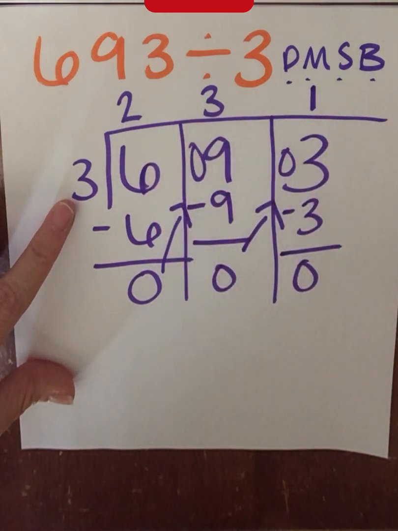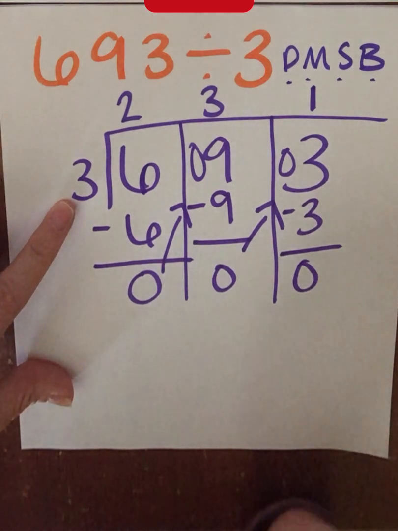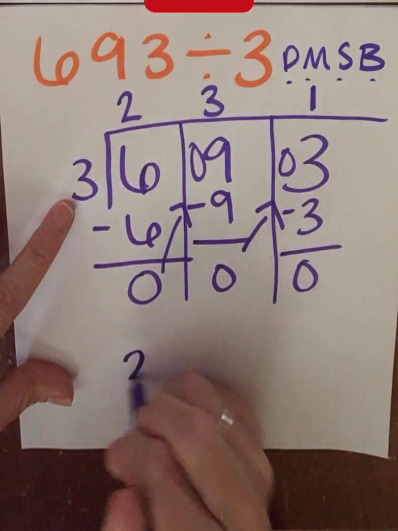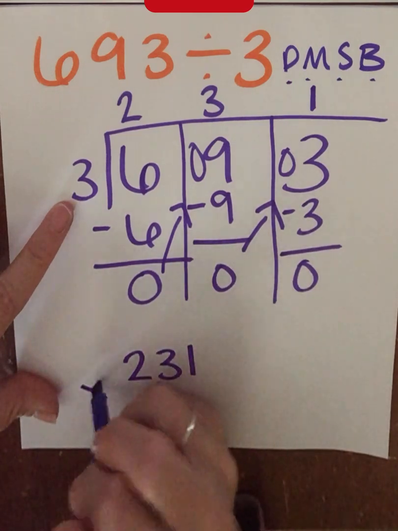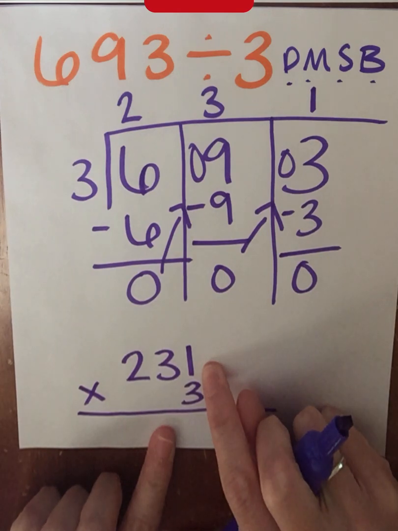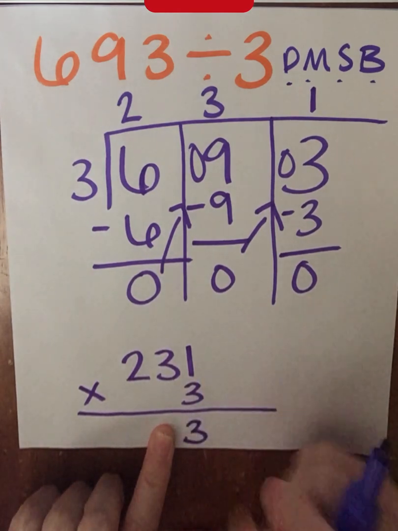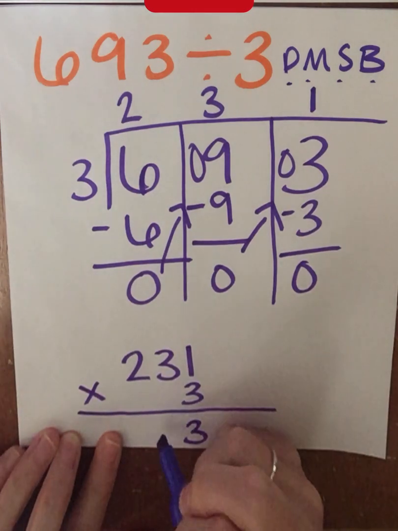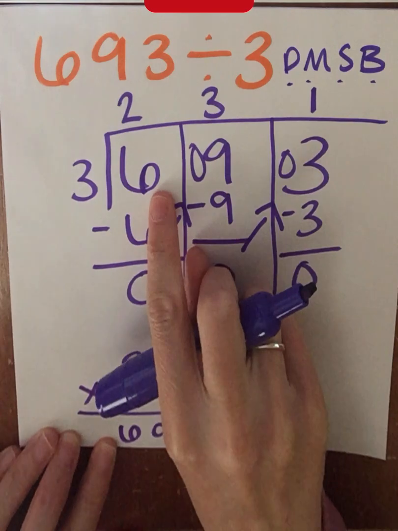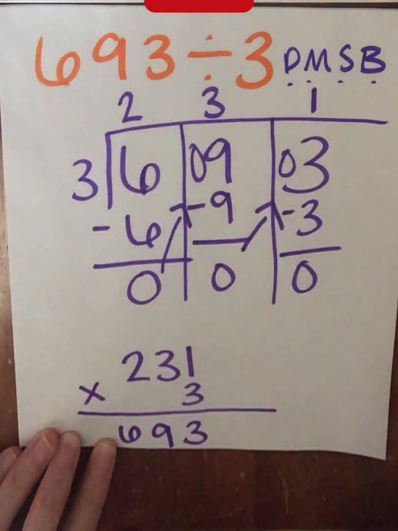Now, if I want to go back and check my answer to see if I did it correctly, I would use the inverse operation, which is going to be multiplication. So I'd take my answer that I just got, which is 231, and multiply that number by the number 3. When I do that, 3 times 1 is 3. 3 times 3 is 9. And 3 times 2 is 6. I get 693.